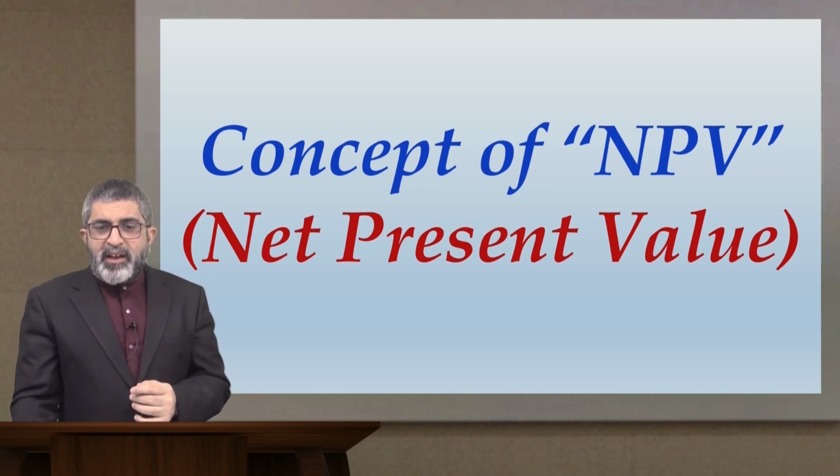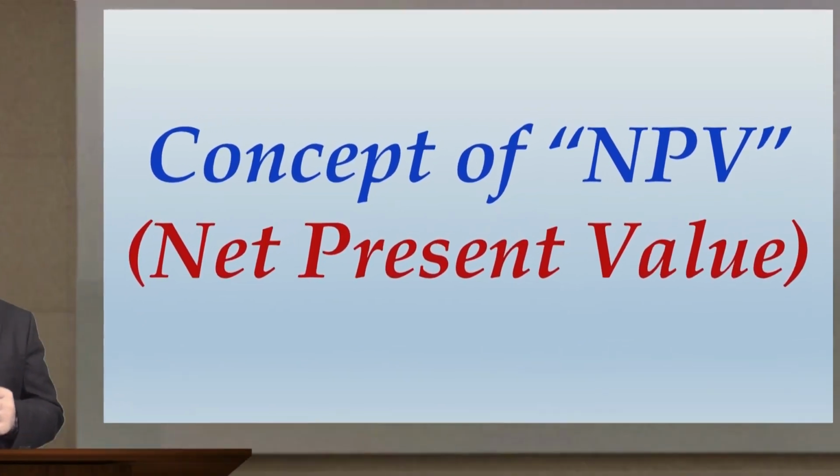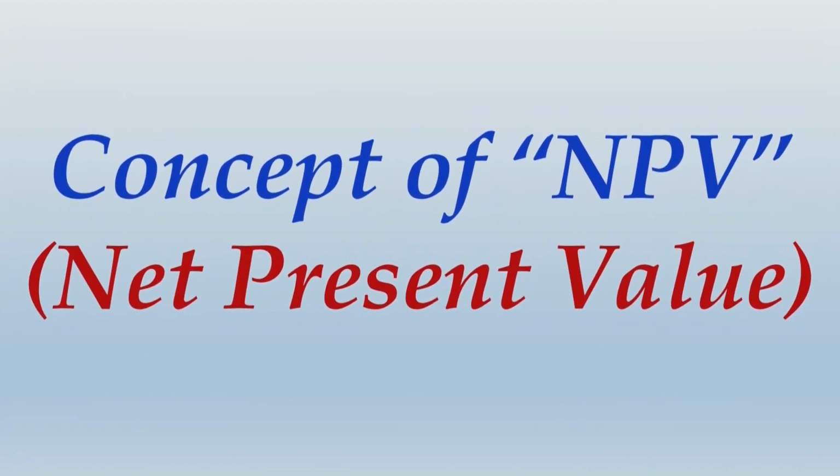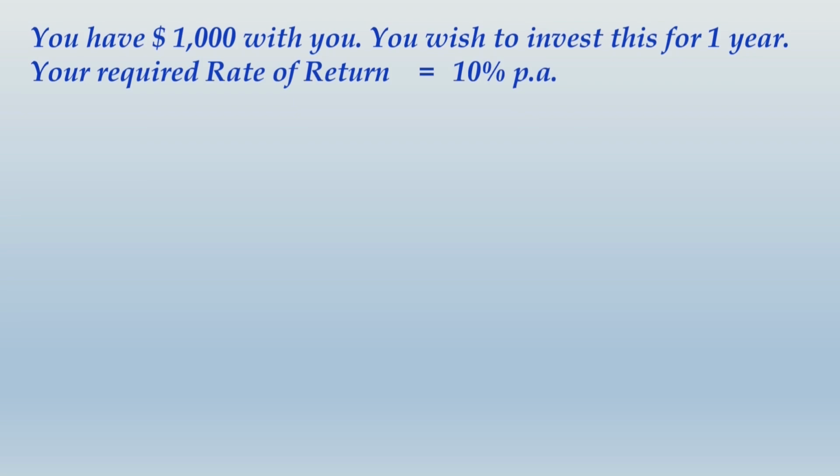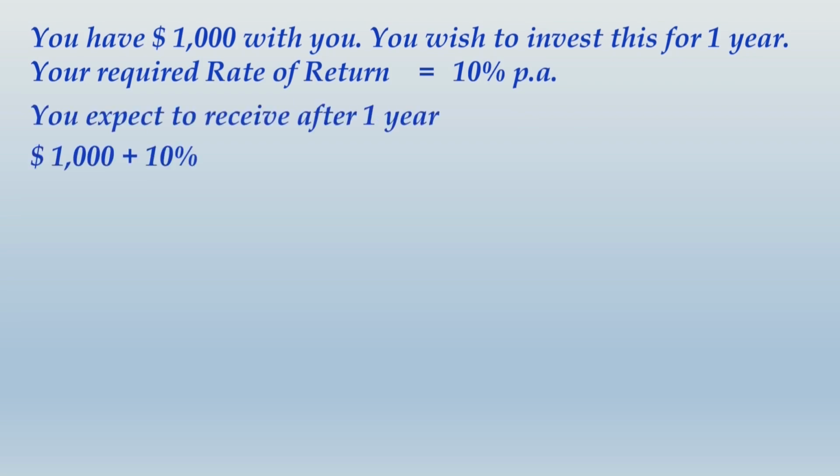Let us do one thing. Let us write this in the form of a structured example. So please look into the screen and look into what I am putting forward. You have $1,000 with you. You wish to invest this for 1 year. Your required rate of return, which we are considering as a realistic rate of return, is 10% per annum. You expect to receive after 1 year how much money? $1,000 plus 10%, that will be $1,100.